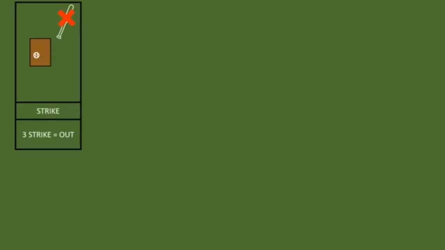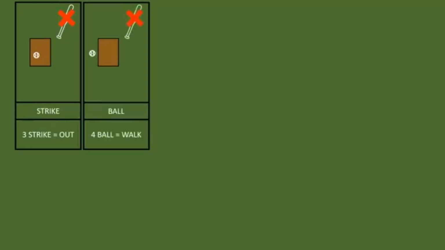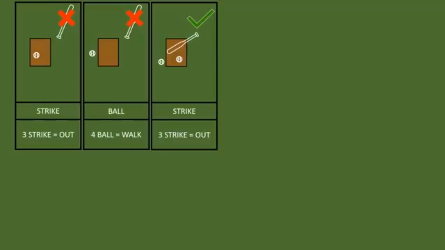Let's take a quick look at what we learned so far. The ball is in the strike zone and the batter didn't swing his bat. That's a strike. 3 strikes is equal to out. The ball is outside the strike zone and the batter didn't swing his bat. That is a ball. 4 balls is equal to 1 walk. The batter swings his bat but was not able to connect with the ball. It doesn't matter whether the ball is inside the strike zone or outside. It is called a strike, and 3 strikes is 1 out.